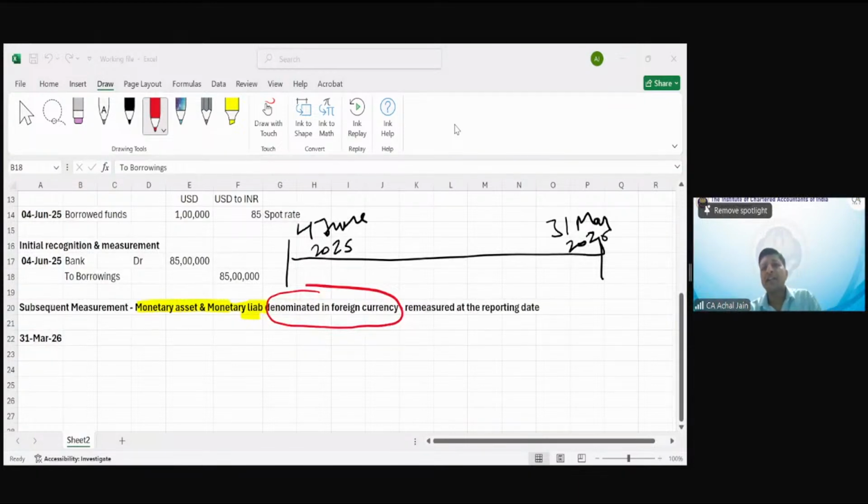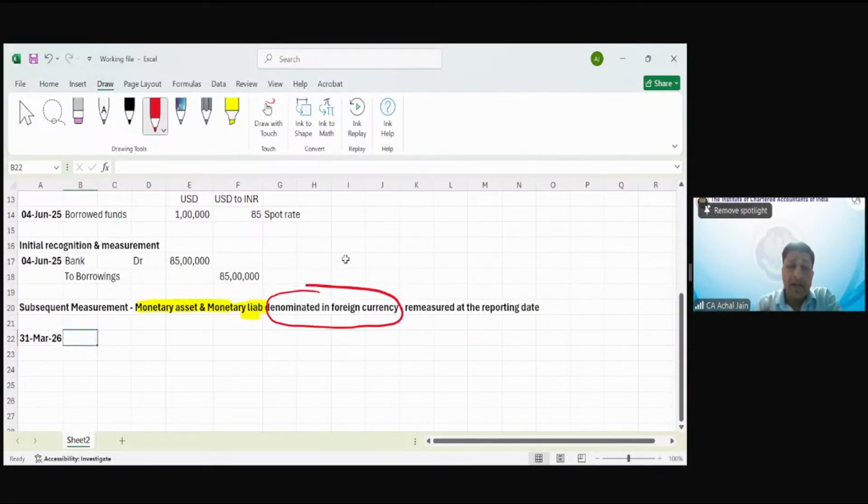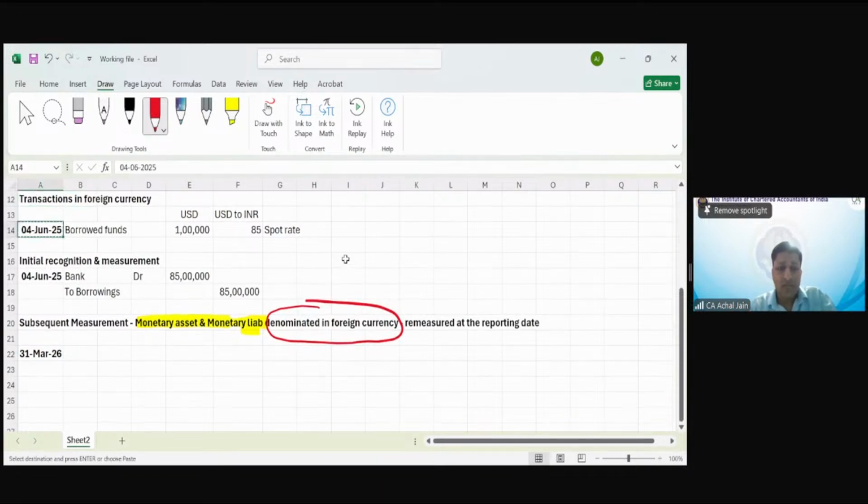Mohit is saying, can we call it as restatement? Yes. You may call it as restatement. You may call it as remeasurement. Anything that you want to call it as. Now, on 31st March 26, if you have to remeasure, what do you need? Again, the rate on that particular date. So for 4th June, it was available. Which is called as spot rate also.